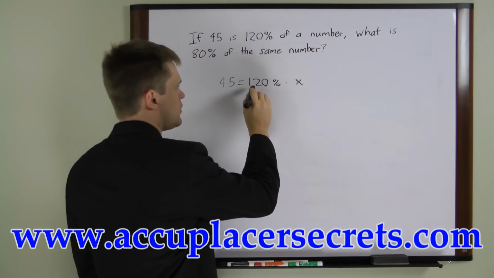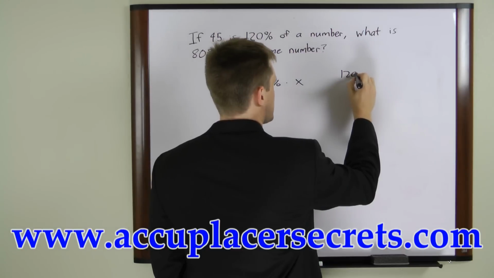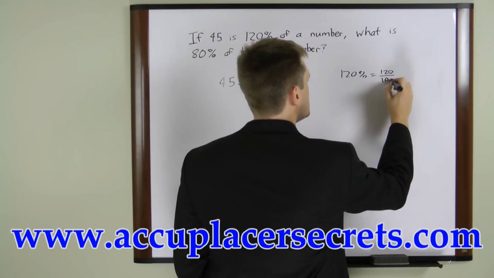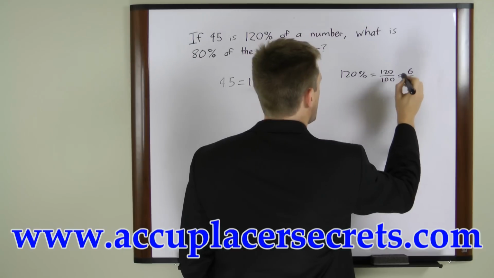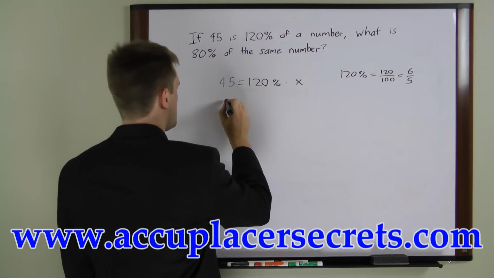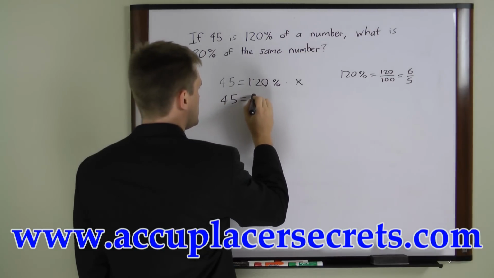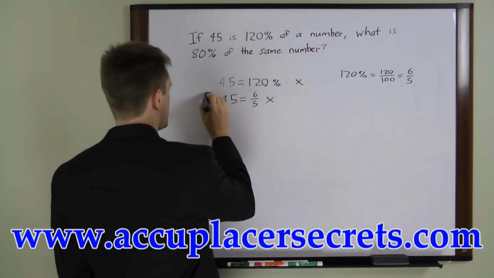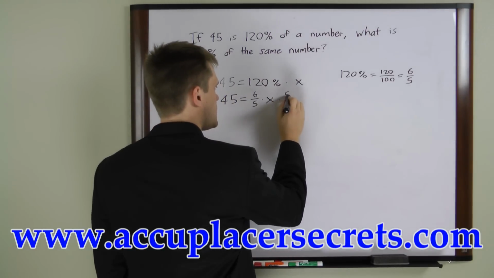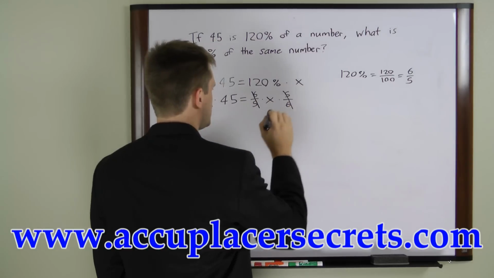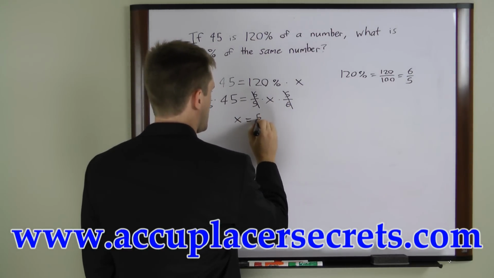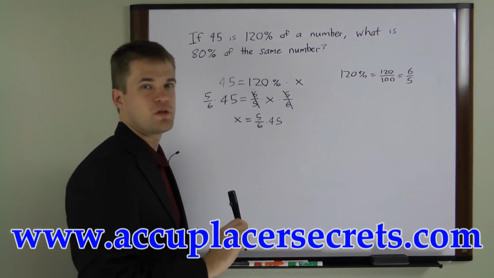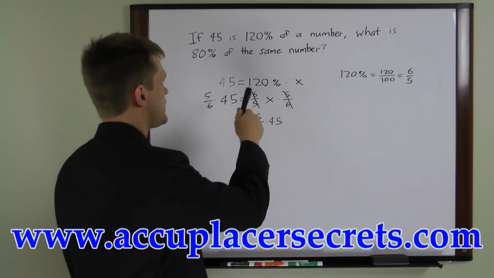Now to solve this, we want to convert the 120% to a fraction. So let's do that. 120% is 120 over 100, which is the same as 6 over 5. Now let's substitute that into this equation, and what we get is 45 equals 6 over 5 times x. Now we can multiply both sides by 5 over 6, and that will cancel this to give us x equals 5 over 6 times 45. Now this is actually as far as we need to go with this equation, because now we're going to plug the x into the next equation.